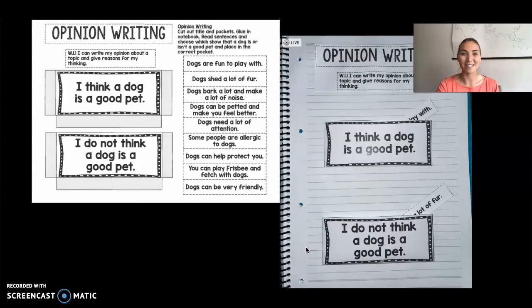All right, boys and girls, now it is your turn to do an opinion writing activity. Take a look at the facts written down. Does it support the opinion, I think a dog is a good pet? Or does it support the opinion, I do not think a dog is a good pet? Put it into the pocket for the opinion that it supports.